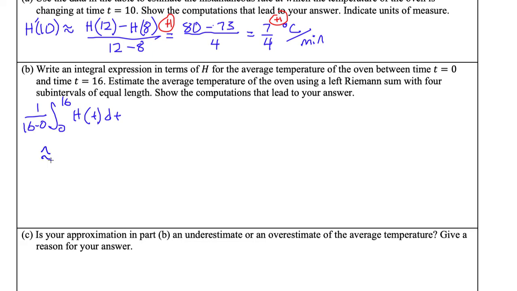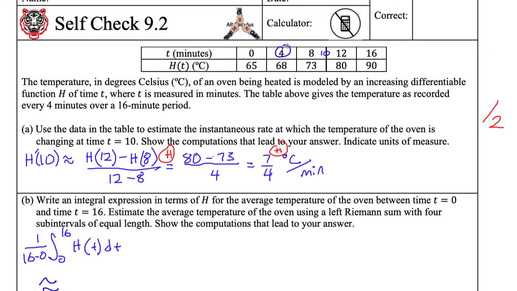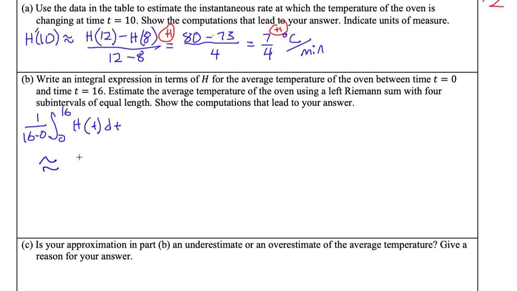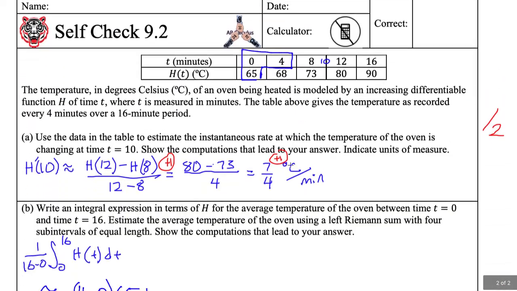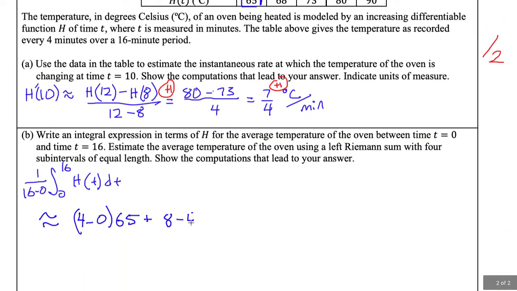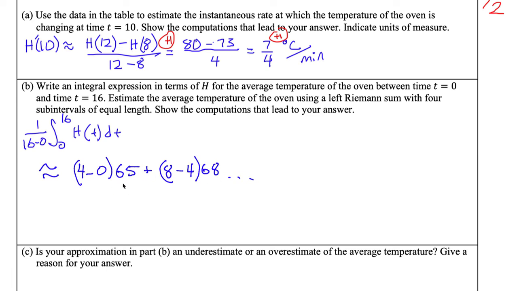So this is now going to be approximately equal to. Technically, you're supposed to do it the long way, so I'll show you the long way really quickly. 4 minus 0, and then it's left, so times the height of 65. I draw my Tetris piece like that. So 4 minus 0 times the quantity of 65 plus 8 minus 4 times 68. So this is the long way of doing it. This is totally correct. If you did this, you're doing it right. It's just there's a quicker way.